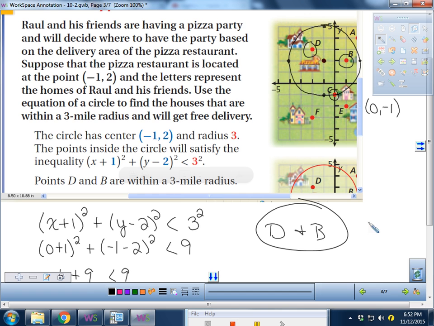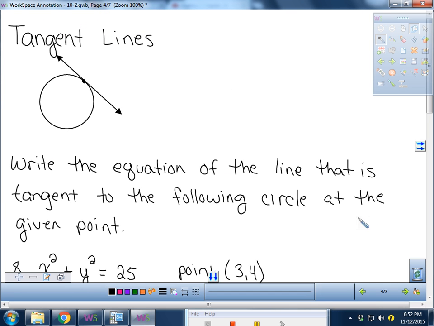Now, this next thing that we're going to talk about is a little bit different. And it can be confusing if you're not paying attention. There's a process. So we're going to learn about tangent lines. Tangent means like right next to. And so when we talk about a line that is tangent to a circle, that means that it hits that circle at exactly one spot and then continues on.